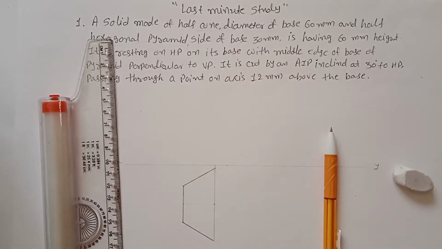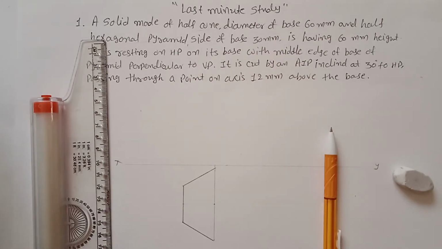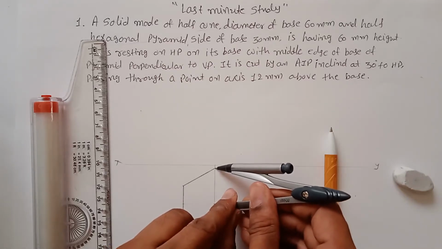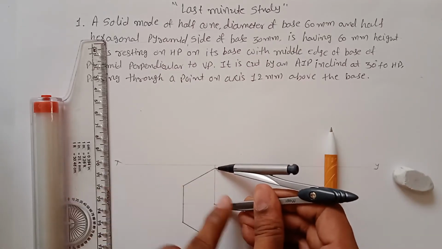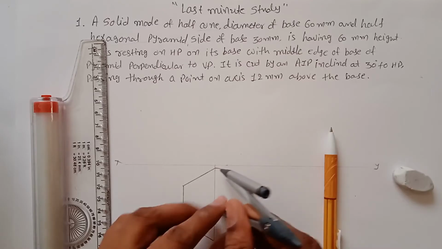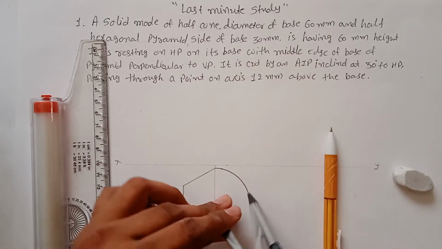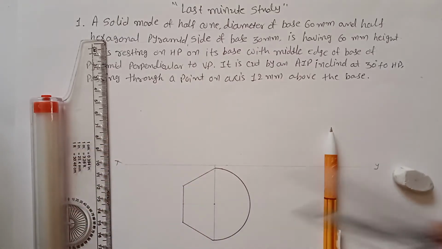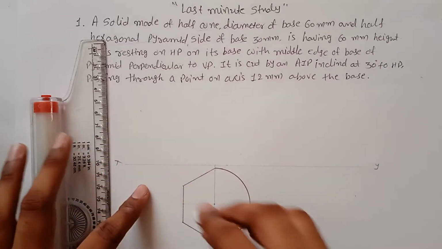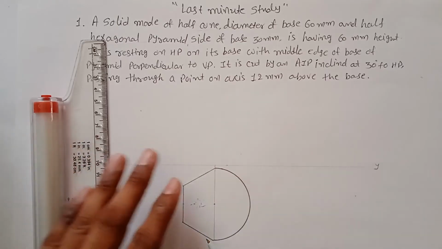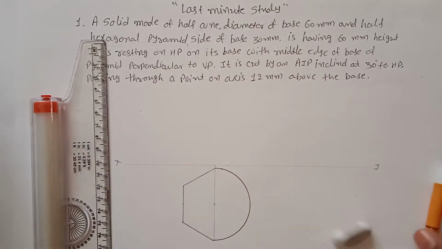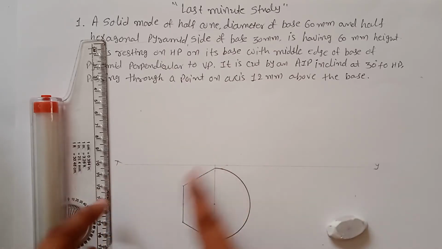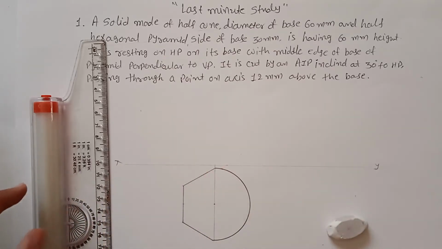Now once you find the center point, draw a circle. This is the center point and this is the radius. Draw a semicircle like this. So this is your top view. We don't need this line. So this is the top view of your solid, which is made of half hexagon and half cone.